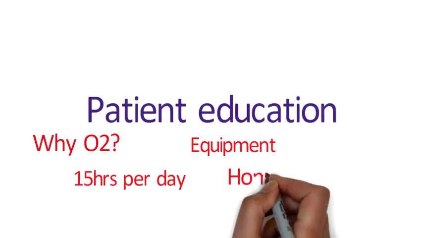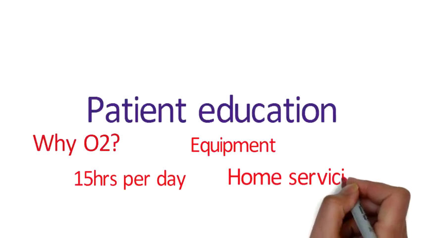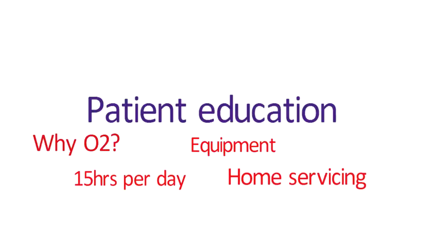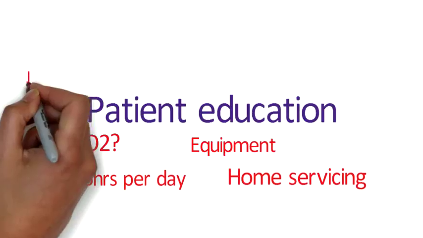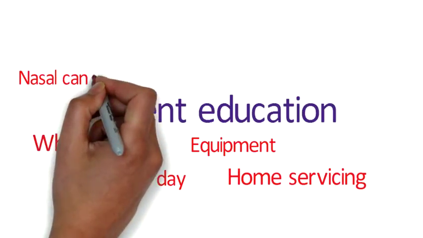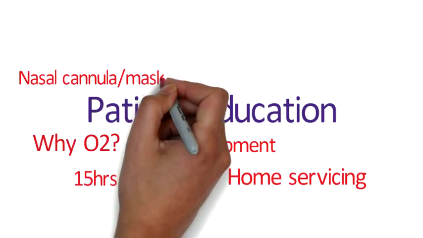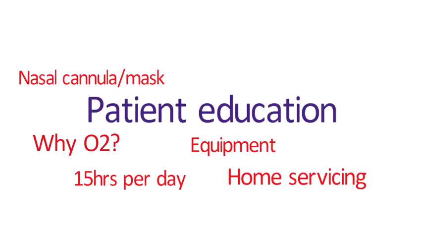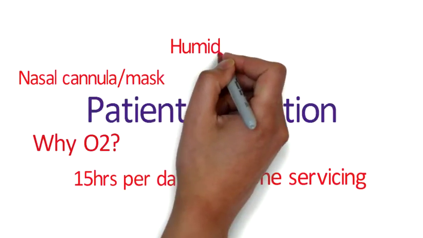You would also explain around the home servicing arrangements and electricity reimbursement that the patient can receive. You could discuss advantages of nasal cannula for oxygen delivery. But some patients, as I've said, may require masks. You may want to assess for the requirement for a humidifier. You need to stress about cigarette smoking.